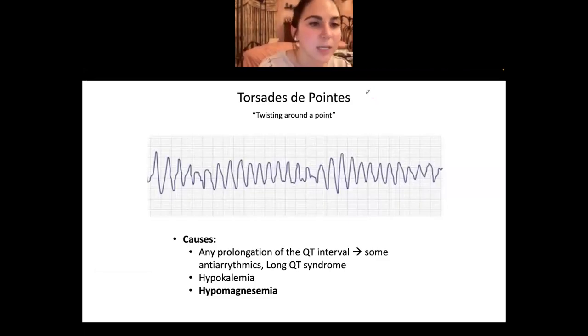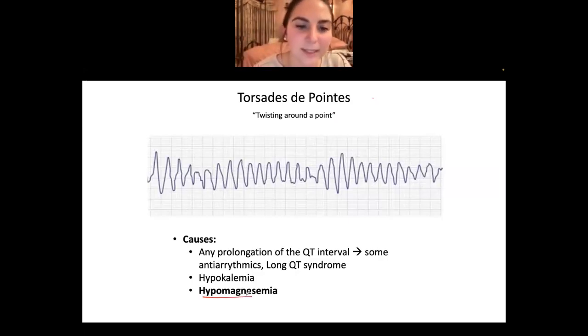So they can have a long QT syndrome. Romano Ward, I think, is one. There are the random ones that Anki mentions. Those can precipitate torsade. The class 3 antiarrhythmics can precipitate torsade. The class 1As can precipitate torsade because all of those prolong the QT interval, and you'll see that. Hypokalemia can cause torsade, which is interesting, and then hypomagnesemia can precipitate torsade.